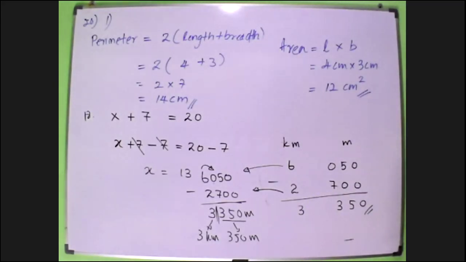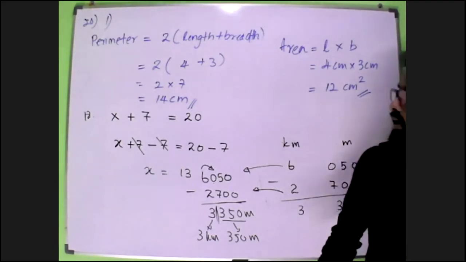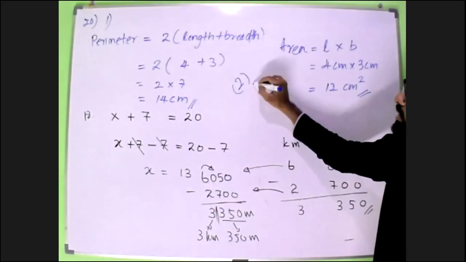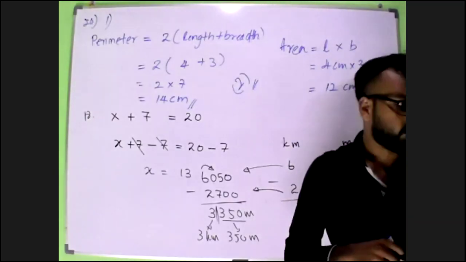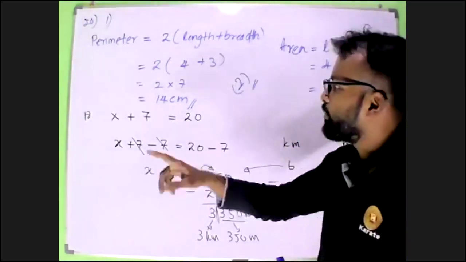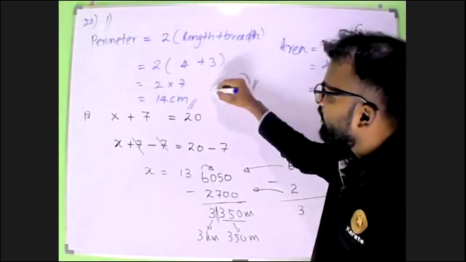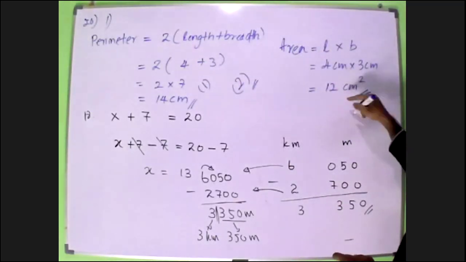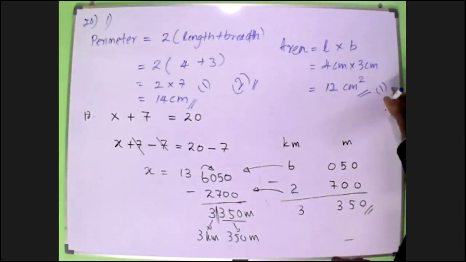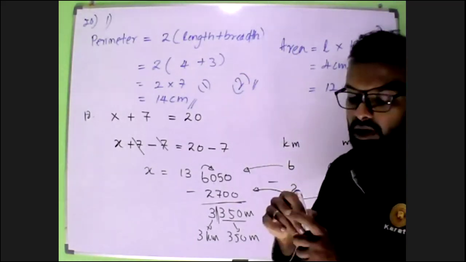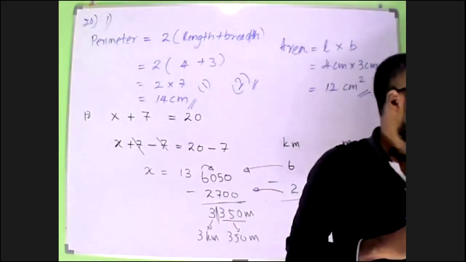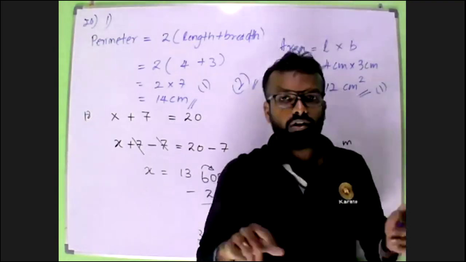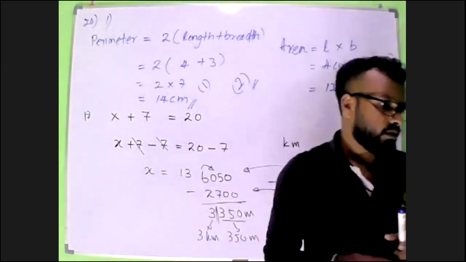So if you have correct answers, you will be getting 2 marks per each. If you have 2 different parts for this one, perimeter part, 1 mark, and for this area one, 1 mark. So altogether 1 plus 1, 2 marks, right? So each of the short questions will be allocated 2 marks.